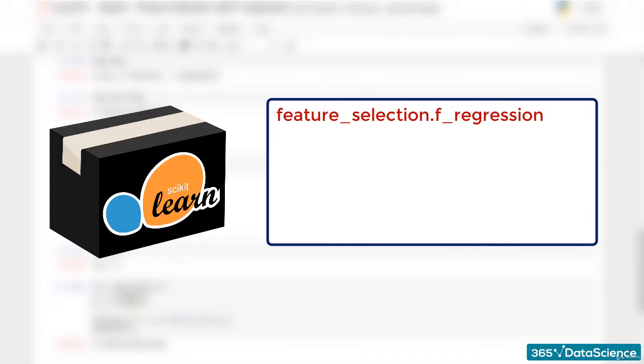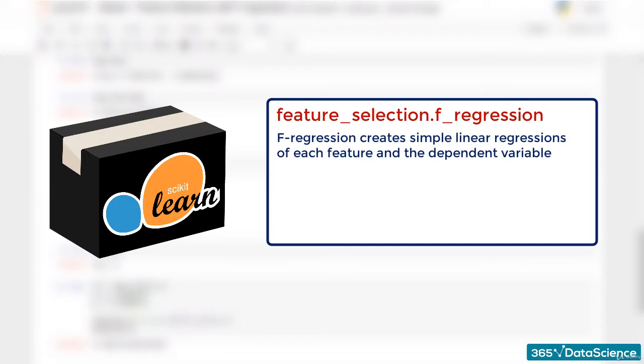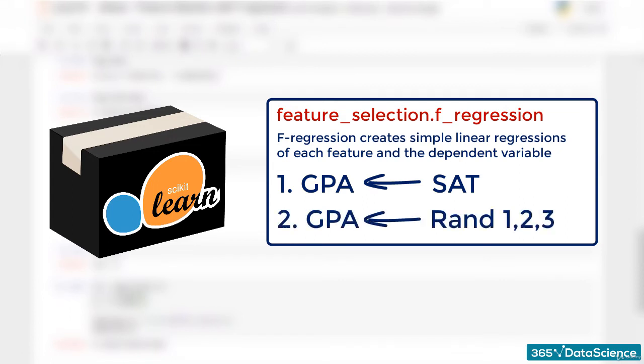It is called F-regression. F-regression creates simple linear regressions of each feature and the dependent variable. For our GPA SAT example, it would translate into two regressions, one where we predict GPA with SAT and one where we predict GPA with Rand 1,2,3. Then, the method would calculate the F-statistic for each of those regressions and return the respective p-values. If there were 50 features, 50 simple regressions would be created.